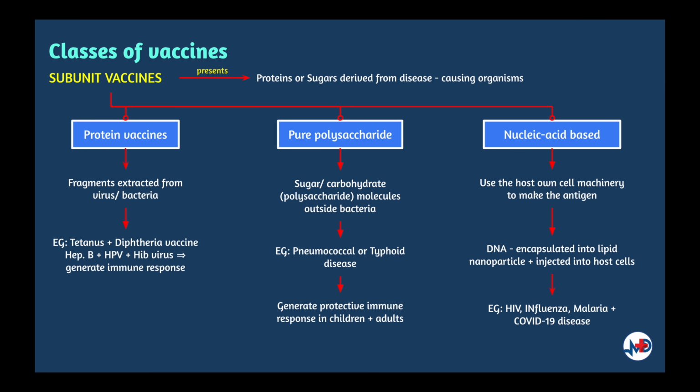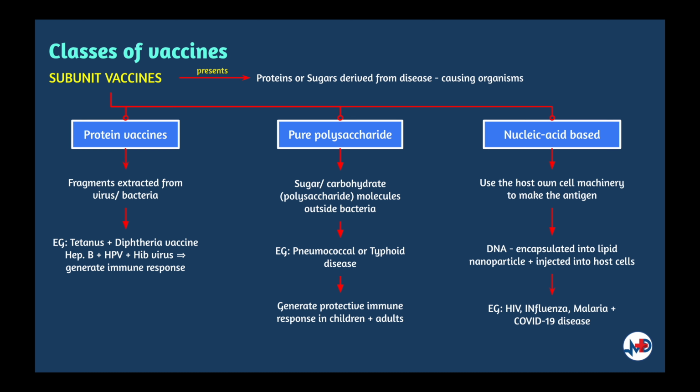Next would be the subunit vaccines. These vaccines present proteins or sugars derived from the disease-causing organism. Protein vaccines may include fragments extracted from virus or bacteria, such as inactivated bacterial toxoid proteins. Pure polysaccharide vaccines are found on the outside of the bacteria, and some vaccines provide protection against pneumococcal or typhoid disease. This type of vaccine can generate a protective immune response in older children and adults and cannot cause the disease. And then we have the nucleic acid base.